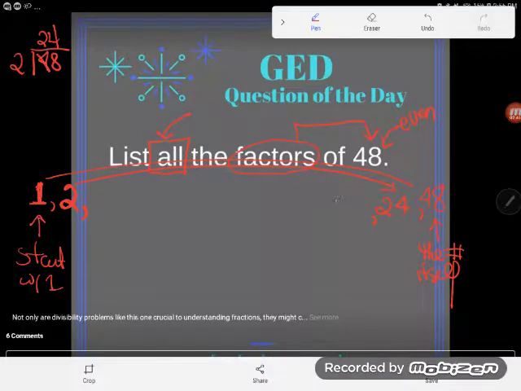Now I only need to check the numbers between 2 and 24. So let's ask ourselves, is 48 divisible by 3? And some students say to me, Kate, 48 is not divisible by 3 because it's even. And I say to them, I'm sorry, that's not true. There's plenty of even numbers that are divisible by 3. For example, 6 is an even number. It's divisible by 3. So you can't tell if a number is divisible by 3 that way.